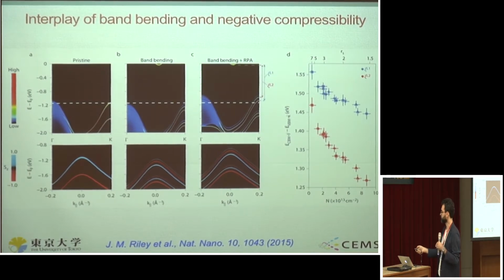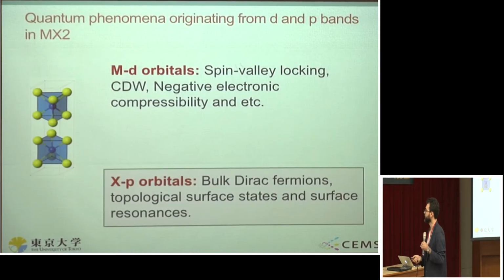You see that when we increase the carrier density, the valence band rises up, and the conduction band starts to disappear due to the band. So this is one interesting example of d-band physics in transition metal Dirac systems. Now let's go to the case of p bands.